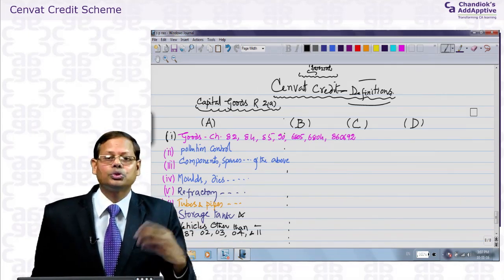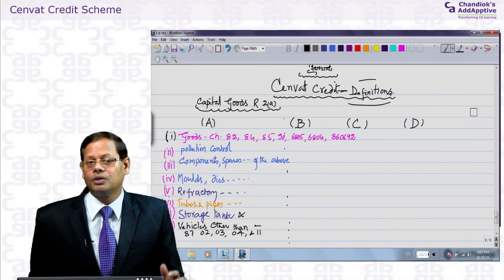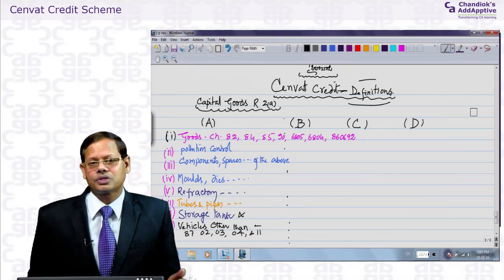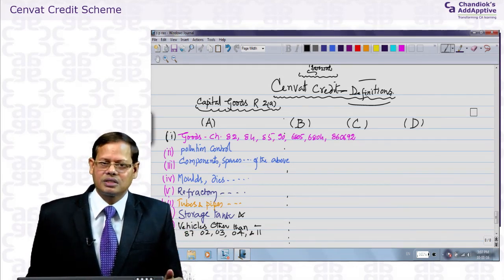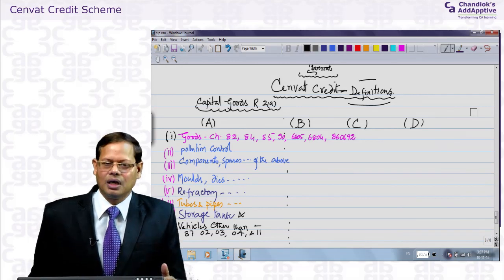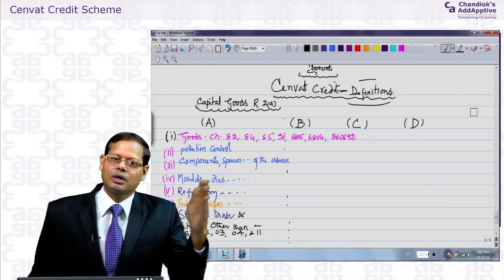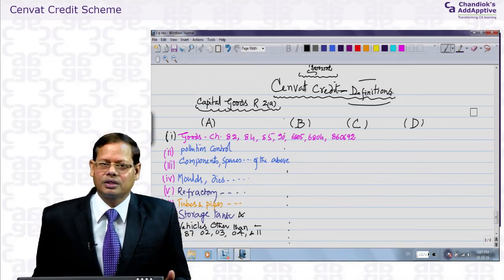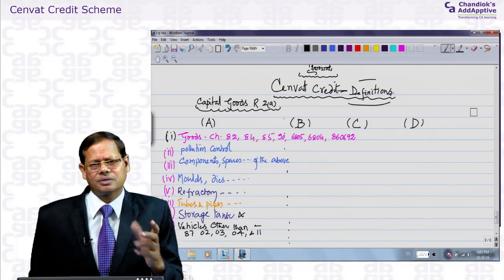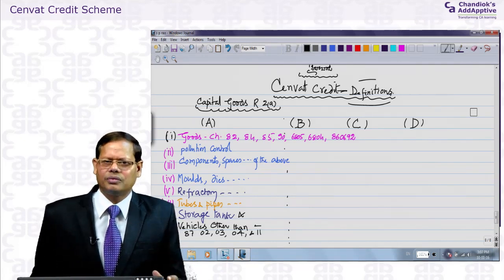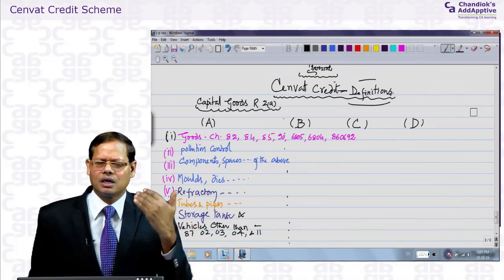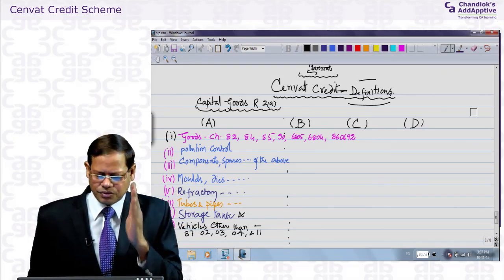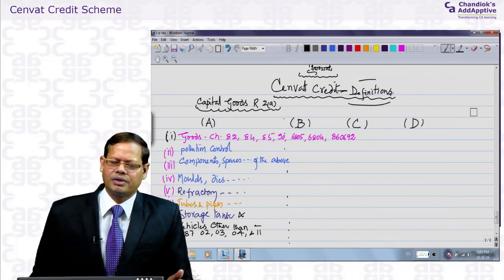Normally they don't get used up in one go. If it is used up in one go, it is called input, it is consumed. So where it is not consumed, where its use is for a longer duration, so durable, automatically that comes under the category of capital goods. The basic concept remains the same whether you do it under accountancy or under the CENVAT credit scheme. But wherever there is a deviation, we should stick to the definition given under the CENVAT credit rules.